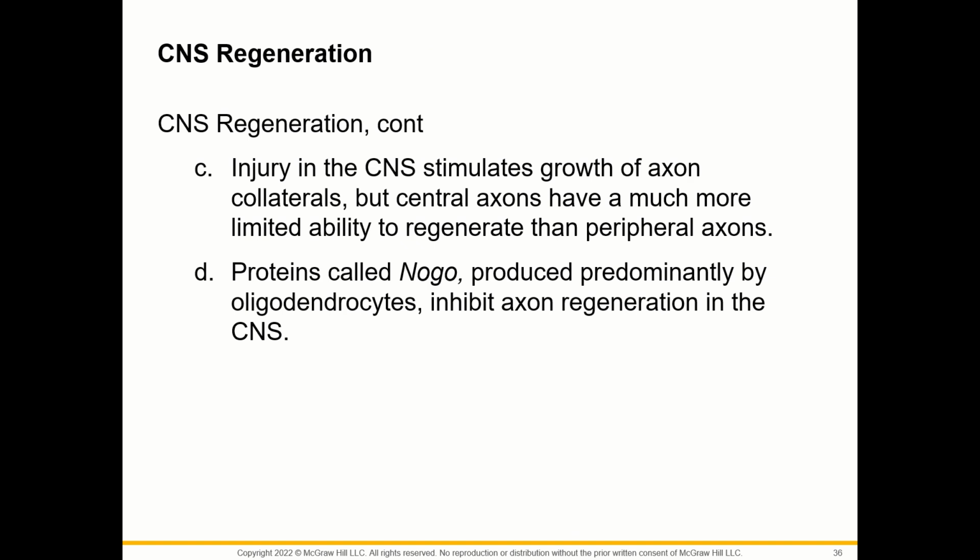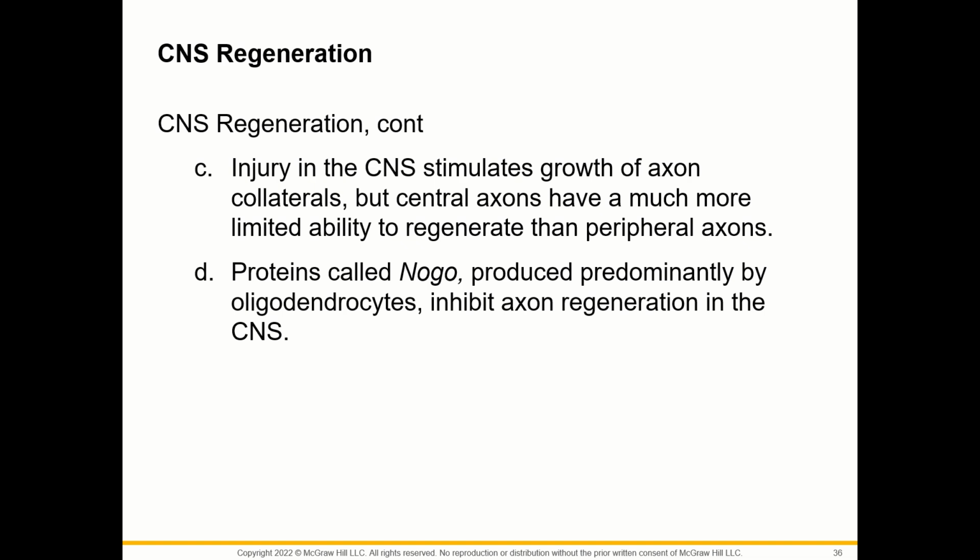Now back to the central nervous system regeneration. That image was maybe not in the right place, but anyway, injury in the central nervous system stimulates the growth of axon collaterals, but central axons have a much more limited ability to regenerate than peripheral axons. When you get the axon collateral, that's when you could have remission, like in multiple sclerosis. There are proteins called Nogo, produced predominantly by oligodendrocytes, that inhibit axon regeneration in the central nervous system. That's funny. It's a no-go.